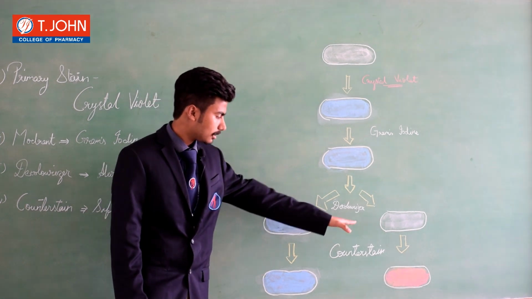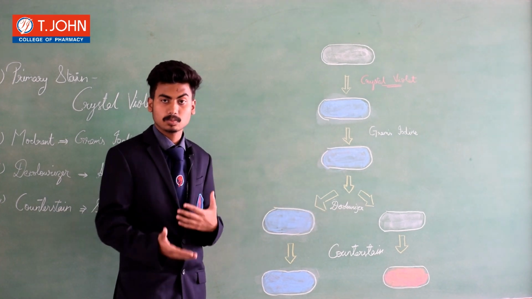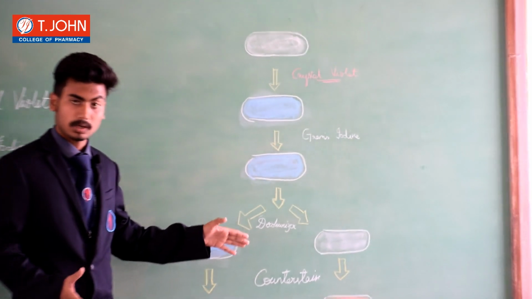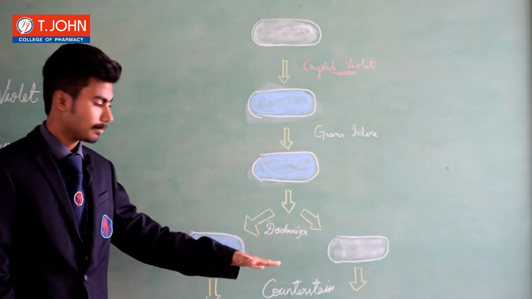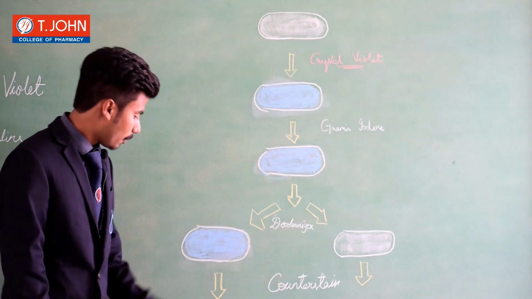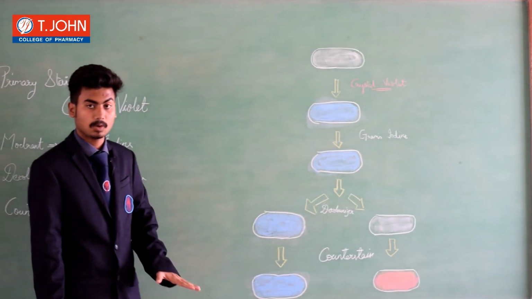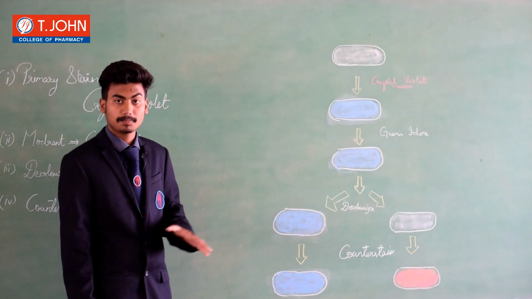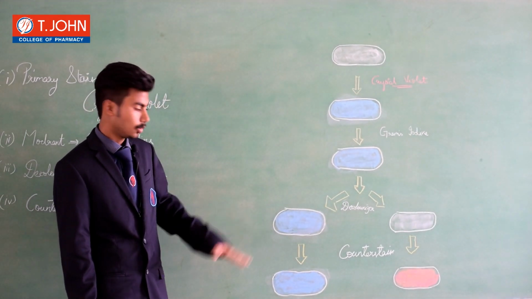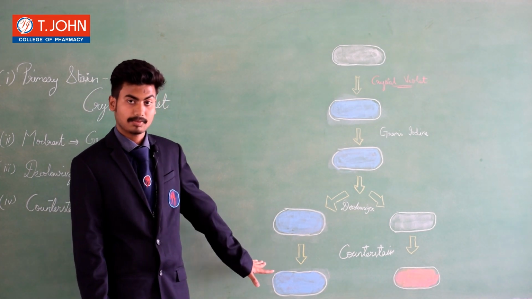So what happens in the gram negative is that the alcohol or the acetone reacts with the lipids, and during washing of the slide, it makes the peptidoglycan layer to be washed out along with the washing. Whereas since gram positive has multiple layers of peptidoglycan, only a few layers of peptidoglycan are washed away during the washing. And in the last step, the counter stain, that is the safranin, is added.